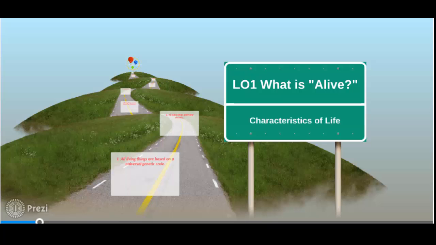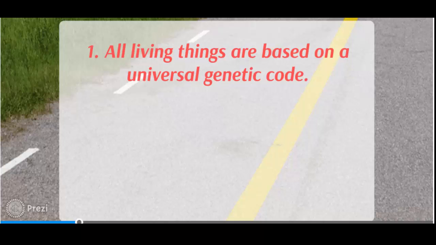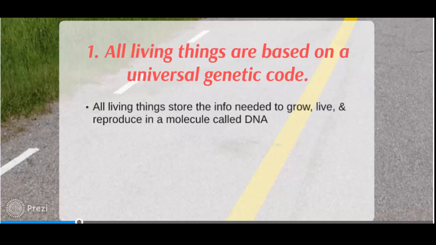In this video, LO1, we are going to talk about the things that all living things share. There are 8 characteristics of life, and they all make something alive. First, all living things are based on a universal genetic code. This is basically DNA. All living things store the information needed to grow, live, and reproduce in this molecule.